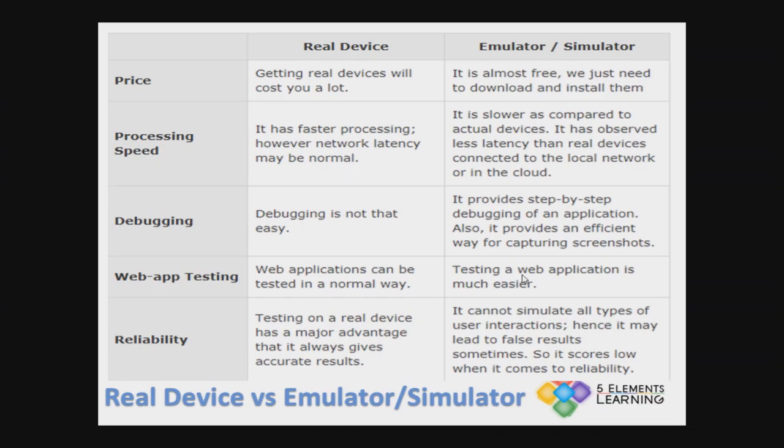So a comparison between a real device versus an emulator. The price. Getting the actual device is definitely very costly. Emulators and simulators are generally free. The processing speed on a real device is very fast, but network latency may be normal. Emulators and simulators are comparatively slower than a real device. Debugging is not easy on a real device. In emulators and simulators, you generally have step-by-step instructions for debugging your application.